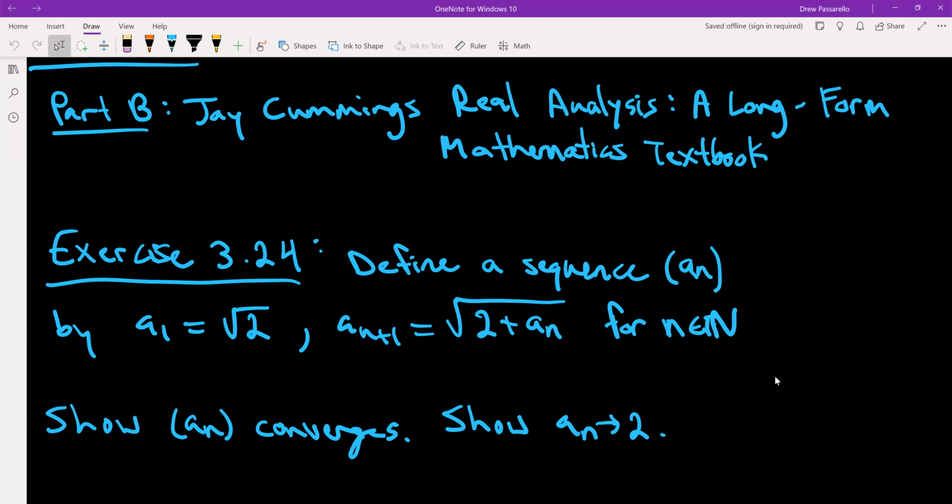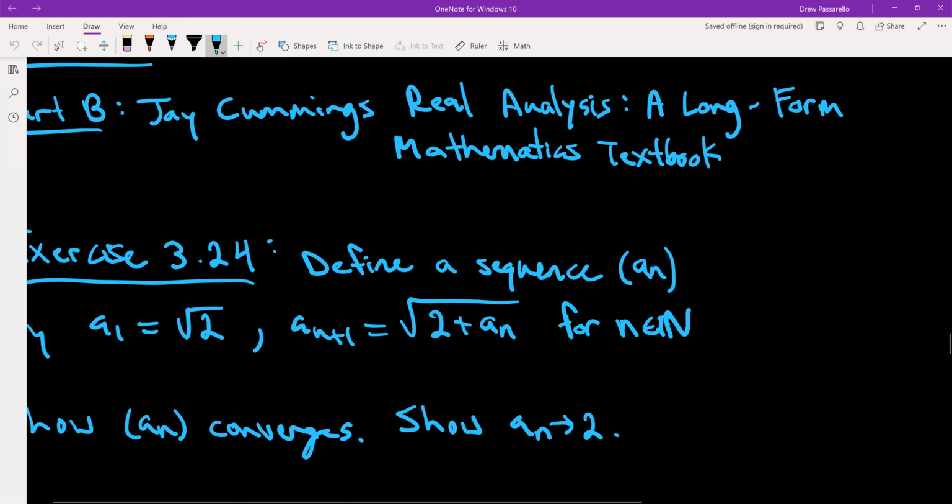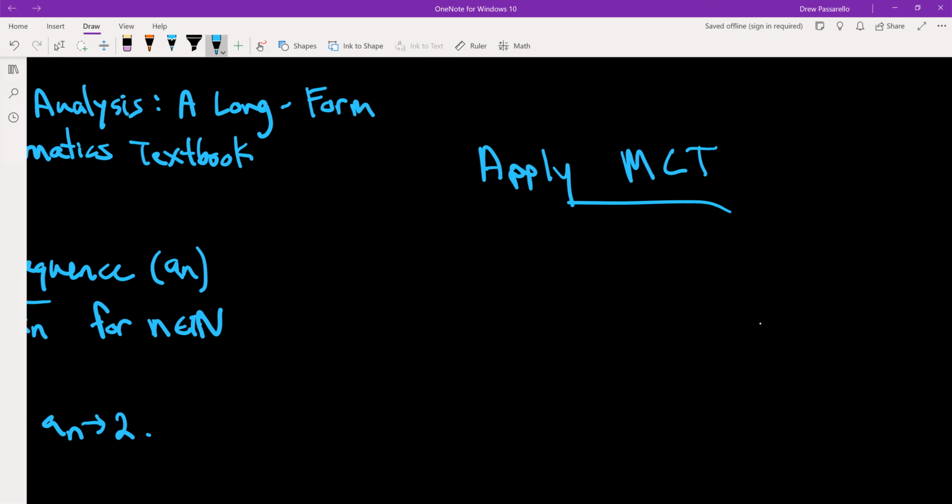All right, so like last time, I'm going to use the monotone convergence theorem. So apply. All right, so that was my dog barking in the background, so excuse that. But anyways, what I'm going to do is apply the monotone convergence theorem, so MCT.